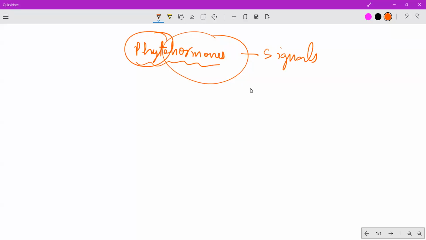So they are the signals. These are the signals which are present in the plants. So we call them phytohormones. Okay. Now see, when we start with phytohormones, we all have done this.